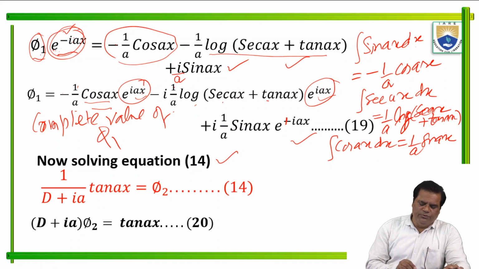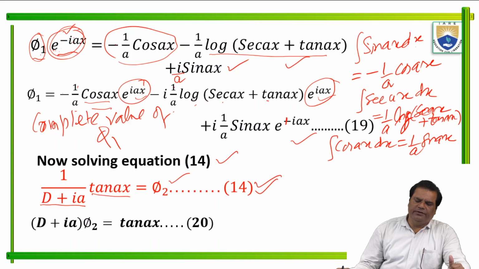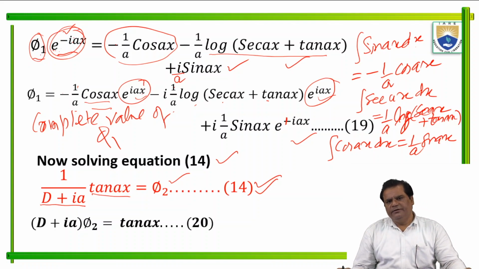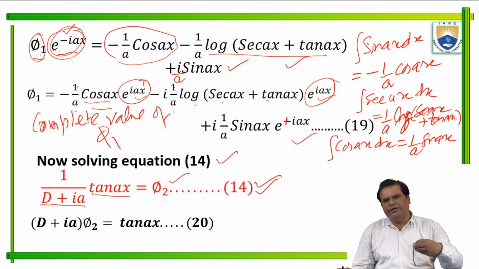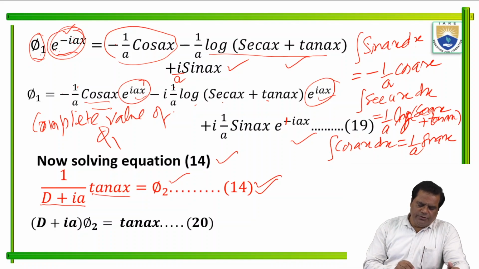So now I am telling you, 1 upon D plus iA, tan ax equal to phi 2. This is equation 14. Equation 13 is given for phi 1 and equation 14 is given for phi 2. So when we solve equation 13, we get phi 1. Now I am solving equation 14, then we get the value of phi 2.